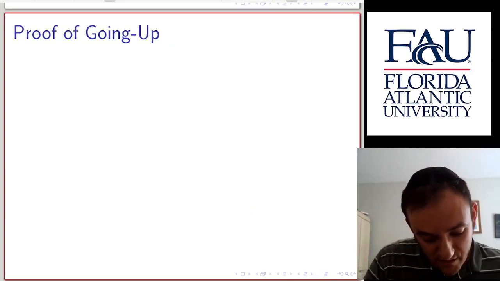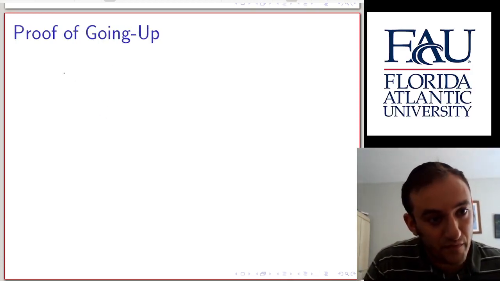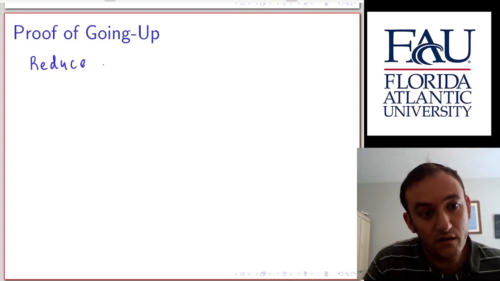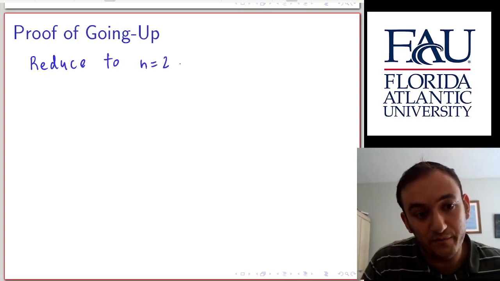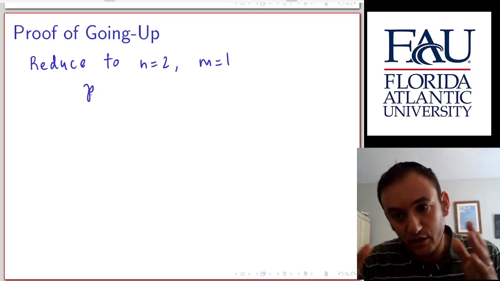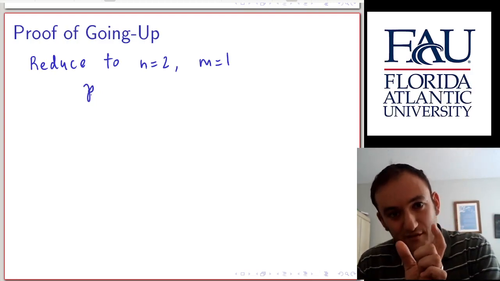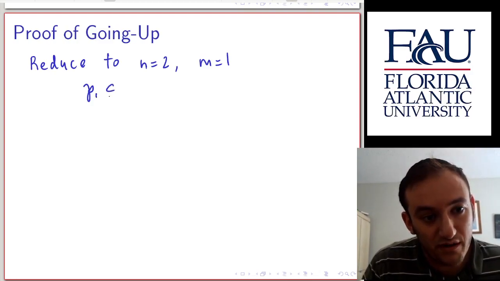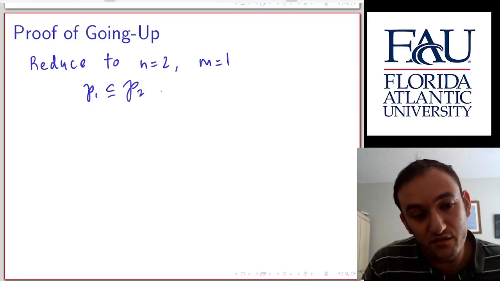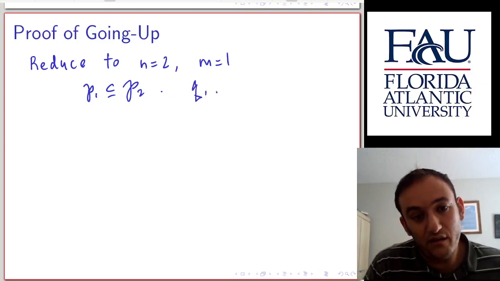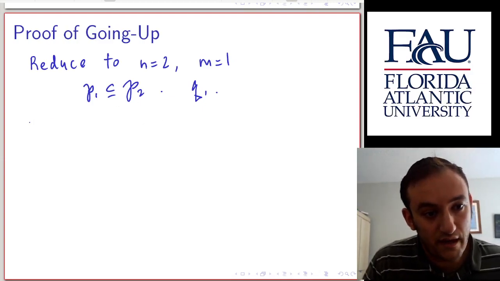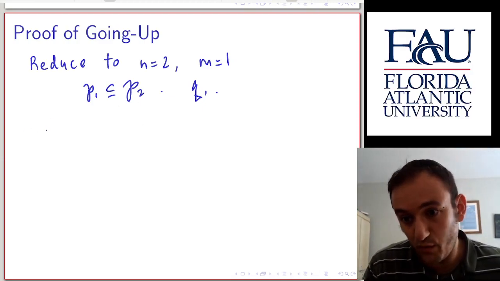So proving it is relatively straightforward. You can first reduce to the case where n equals 2 and m equals 1, because if you have any longer chain, just cut it down to the first missing element, right? So we're looking at P1 contained in P2, and then we have Q1, and we want to find the corresponding Q2. So what we can do straight away is quotient out by P1.